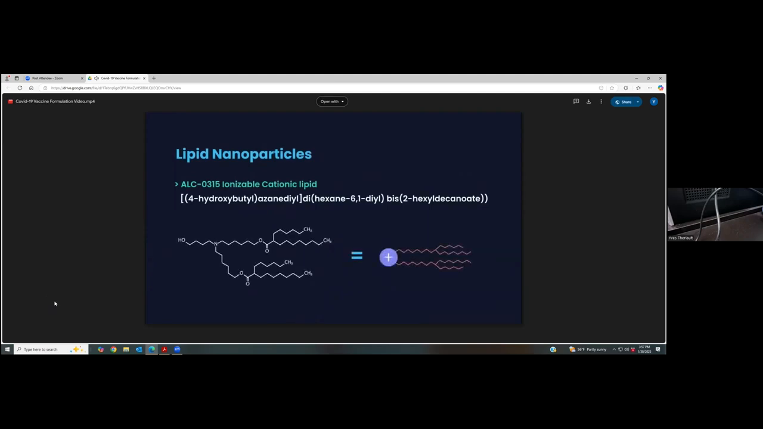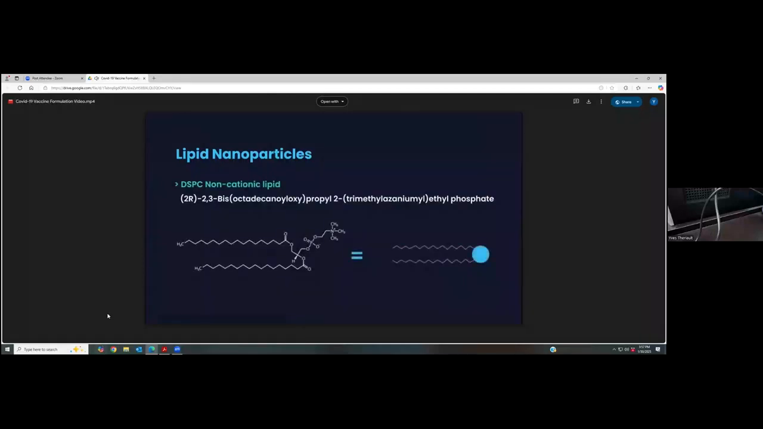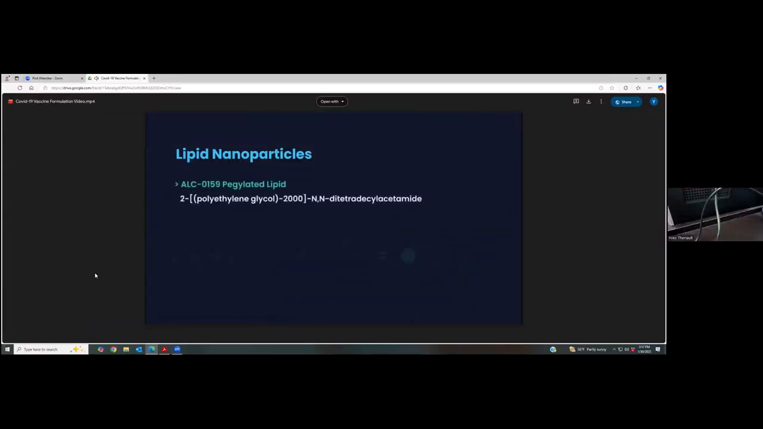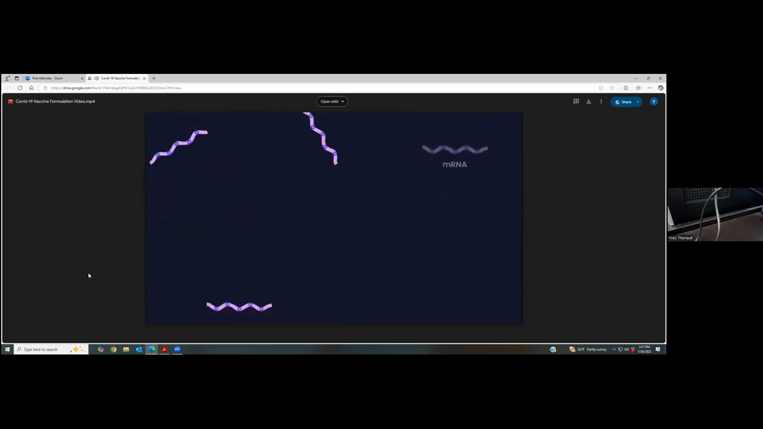In the model of the nanoparticle, we will use its graphic representation shown on the right. Similarly, the chemical structure of DSPC non-cationic lipid is shown on the left, and in the model of the nanoparticle, we will use its graphic representation shown on the right. The chemical structure of ALC-0159 lipid is shown on the left, and in the model of the nanoparticle, we will use its graphic representation shown on the right. Finally, the chemical structure of cholesterol is shown on the left, and in the model of the nanoparticle, we will use its graphic representation shown on the right.